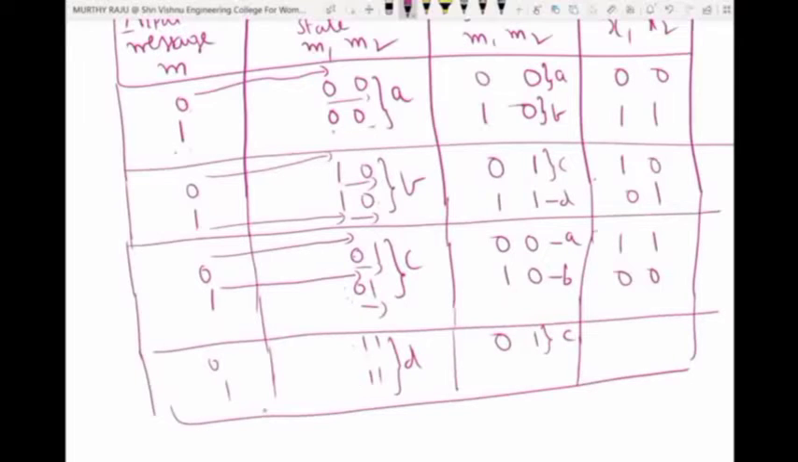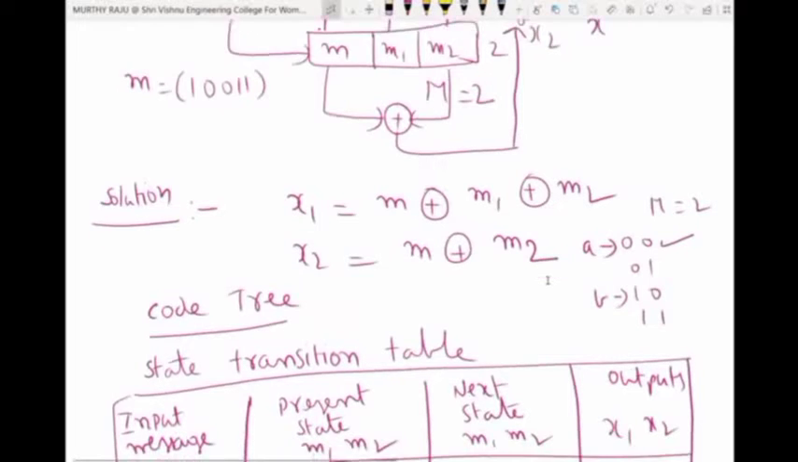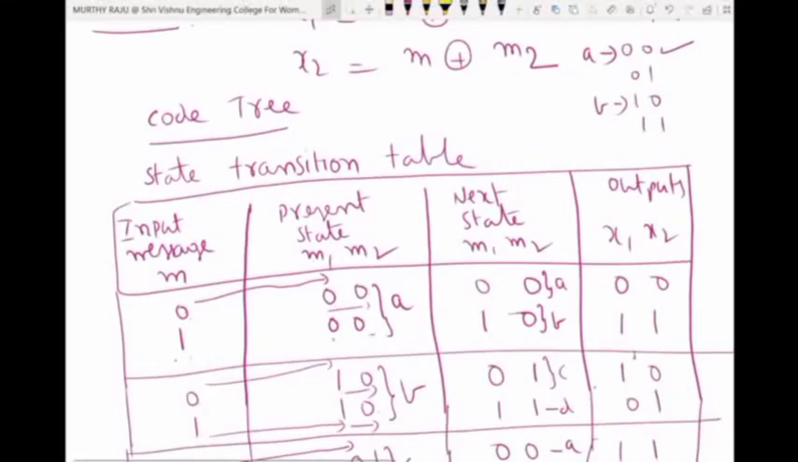Here M value is 1, shifted to M1 place. M1 value is 1, shifted to M2 place. It's D. The outputs are 0 XOR with 1 is 1, 1 XOR with 1 is 0, 0 XOR with 1 is 1, 1 XOR with 1, 0, 0 XOR with 1 is 1, 1 XOR with 1, 0. By using this x1 and x2, that means x1 is M XOR with M1 XOR with M2, x2 is equal to M XOR with M2. Calculate these values, x1 and x2 values.